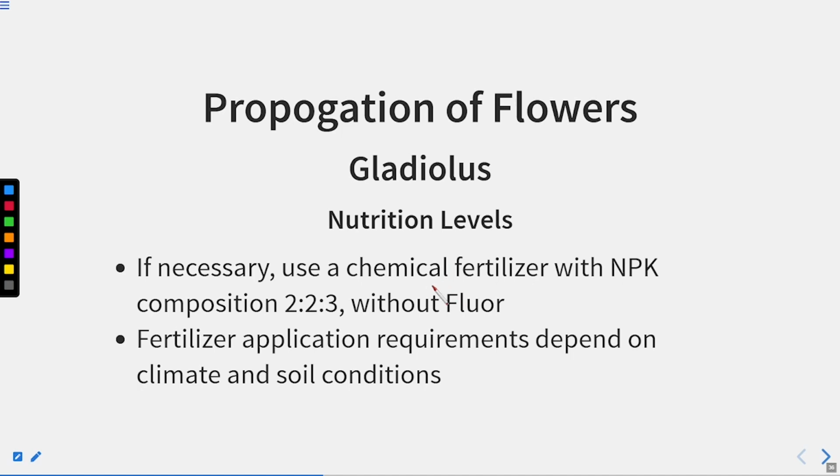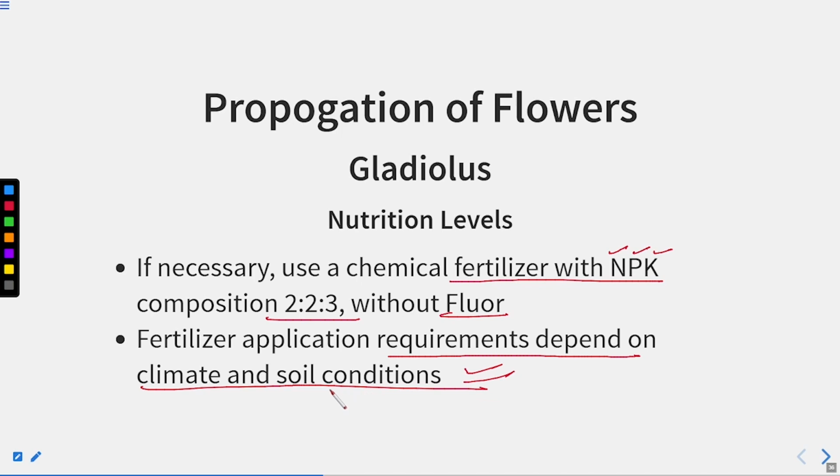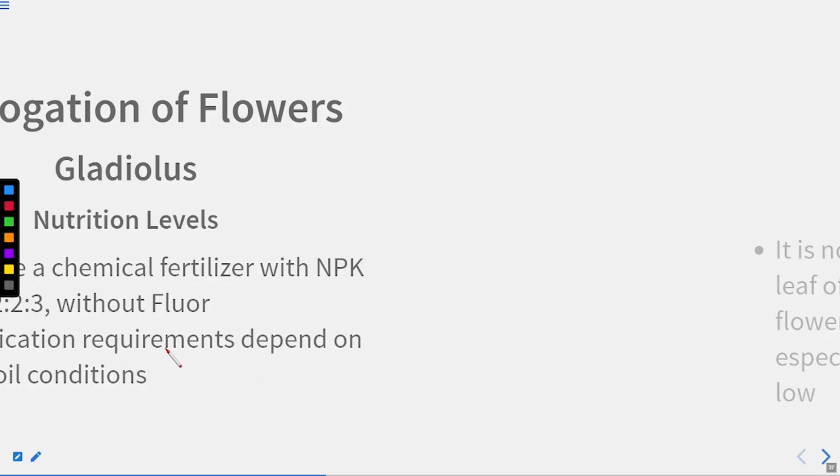If necessary, use the chemical fertilizer with NPK, nitrogen, phosphorus and potassium, in the composition of 2:2:3. Fertilizer application requirements depend on climate and soil conditions. So according to the climate and soil condition, we can use this NPK fertilizer.